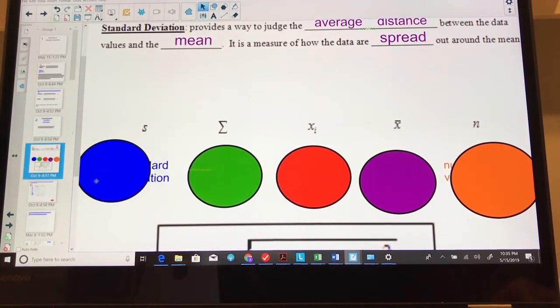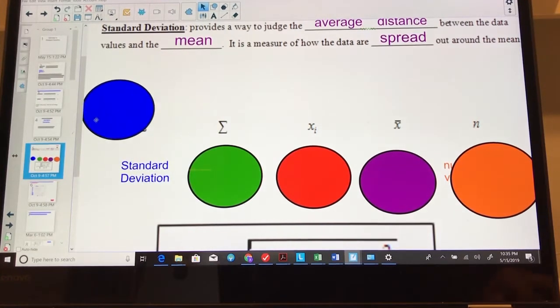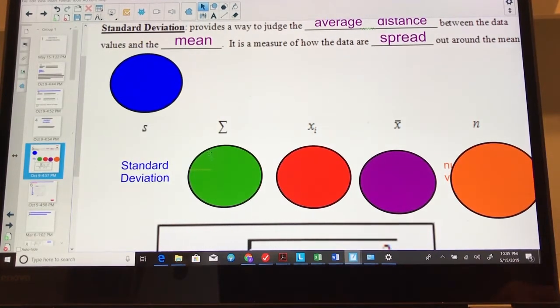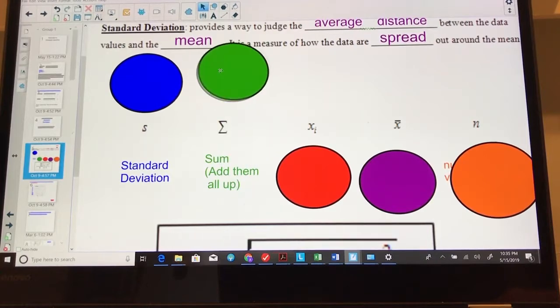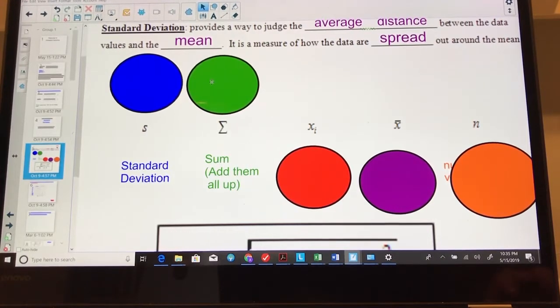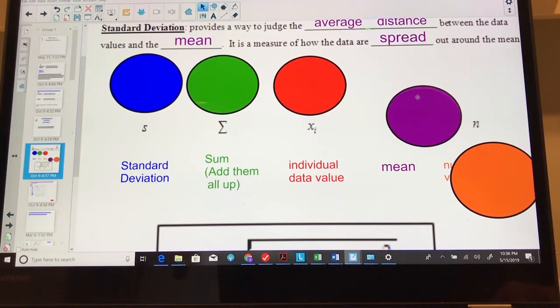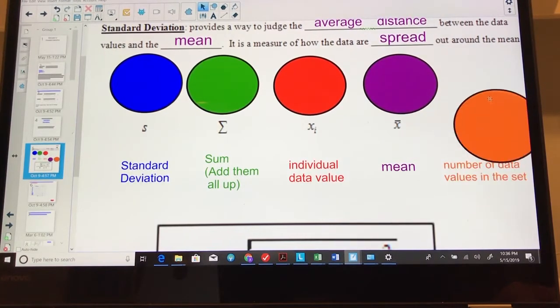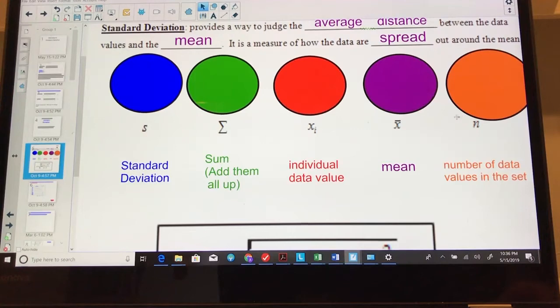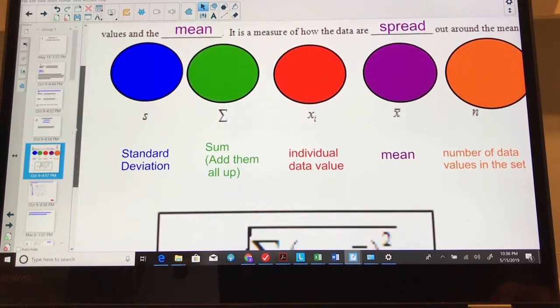So this S right here is our standard deviation. This symbol here is sigma, which means to take the sum, add them all up. This symbol here, x sub i, means the individual data value. This one we know as x bar, which is the mean, and n is the number of data values in the set. So now when I reveal this formula here, please don't freak out, it's not that bad. We're just going to take each of these parts step by step.